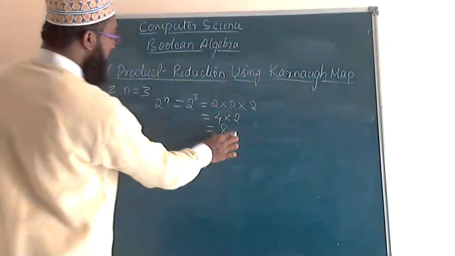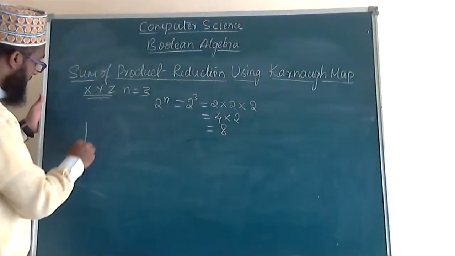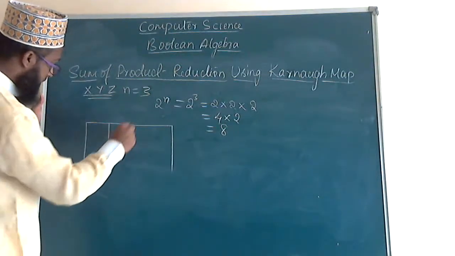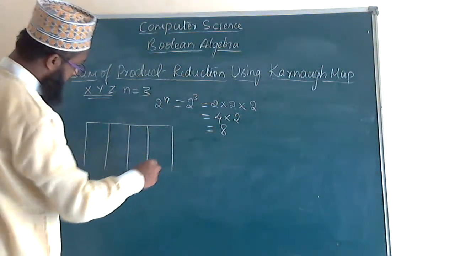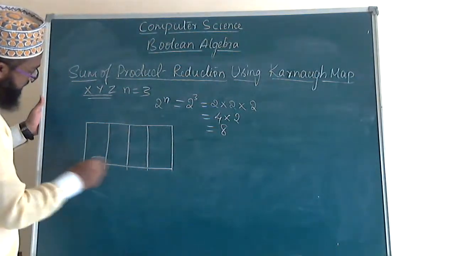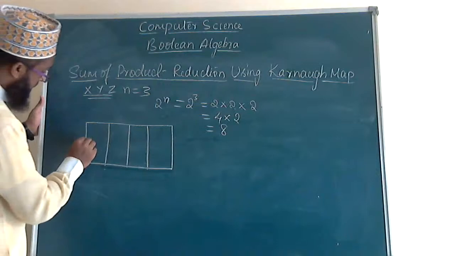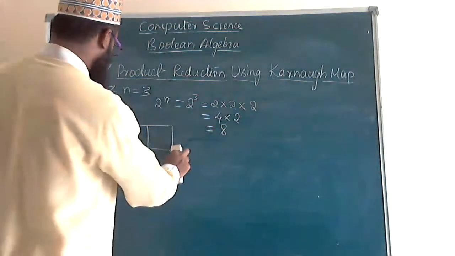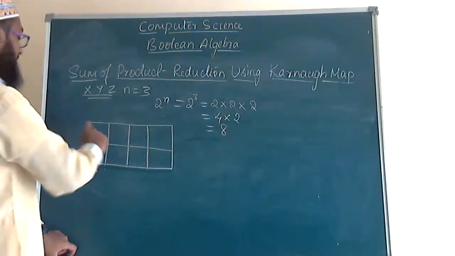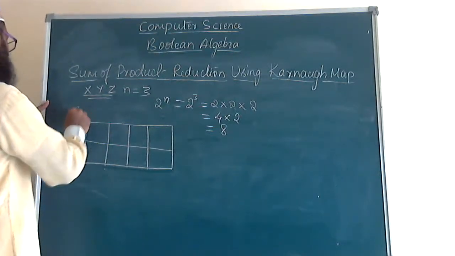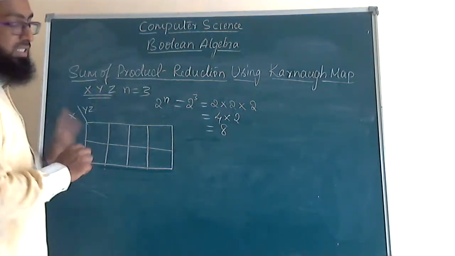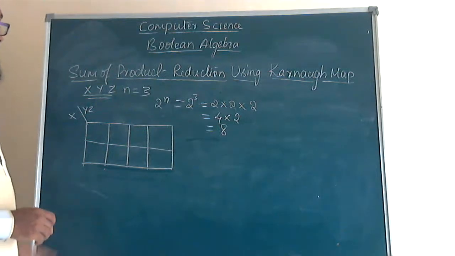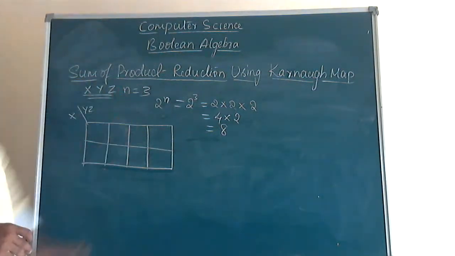How can we write 8 squares here? Write like this. We have to write like this, an 8 square Karnaugh map. See, 2, 4, 6, 8. How can we represent this? Here, write x on the left side, then y and z on the right side.